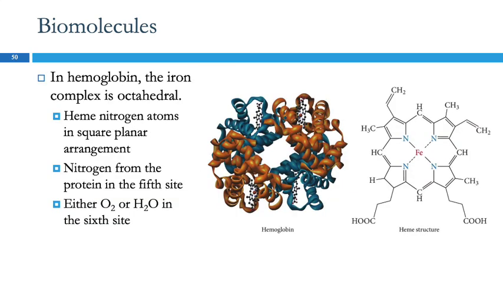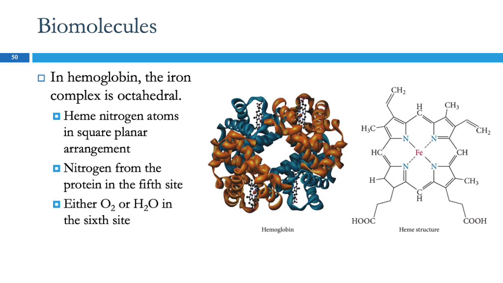In hemoglobin, we also have this heme. Here we have the line structure instead of ball and stick. But again, we see it's a tetradentate ligand, 4 nitrogens with the iron. And this forms a square planar arrangement. The iron actually has a 5th ligand, and that 5th ligand is a nitrogen from the protein, and then the 6th ligand is going to be either oxygen or water. And so oxygen is a ligand that attaches to iron in the hemoglobin.